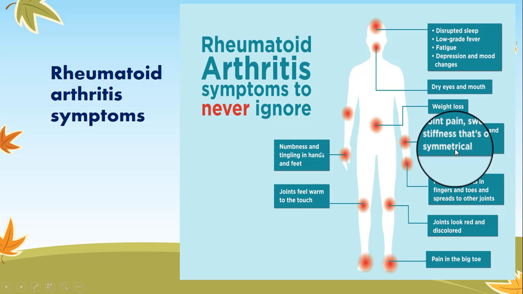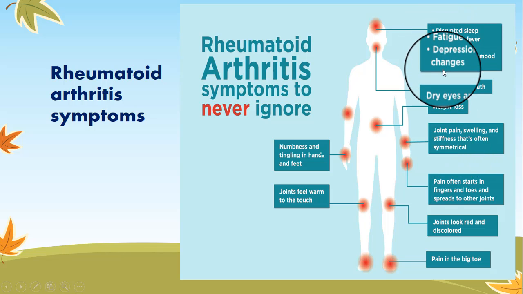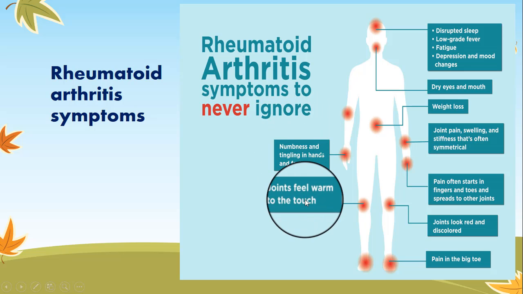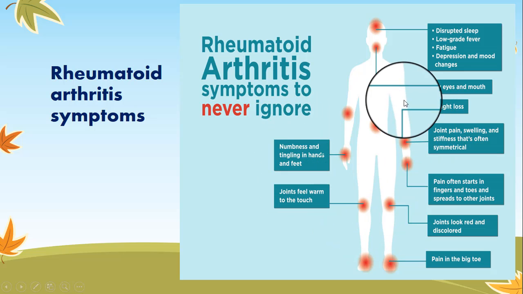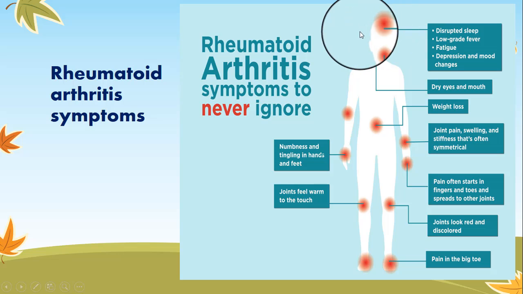While rheumatoid arthritis symptoms can affect several organs in the body, the joint symptoms of rheumatoid arthritis include joint pain, joint swelling, joint stiffness, loss of joint function, and deformities. So these are the basic signs and symptoms that you can observe in a patient who is suffering from rheumatoid arthritis. Now next, what are the diagnoses for rheumatoid arthritis?